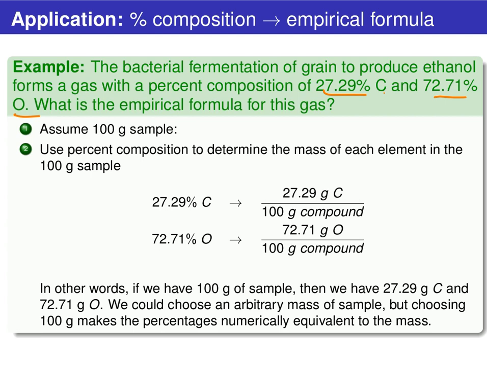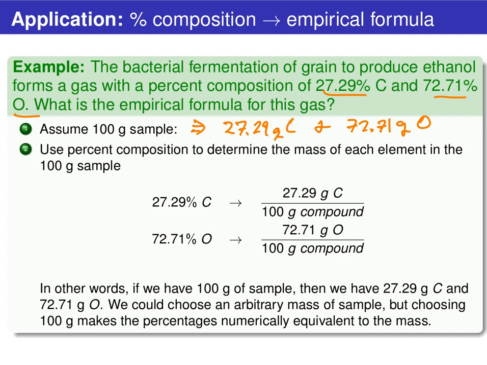So if we assume a 100-gram sample and it's 27.29% carbon, then we have 27.29 grams carbon and 72.71 grams oxygen. The 100-gram sample is purely chosen out of convenience, so we can directly change those percentages into gram quantities. You could, of course, choose any number you want, you just come up with more complicated math, making more work for yourself. So this is basically the easiest path for solving these problems.